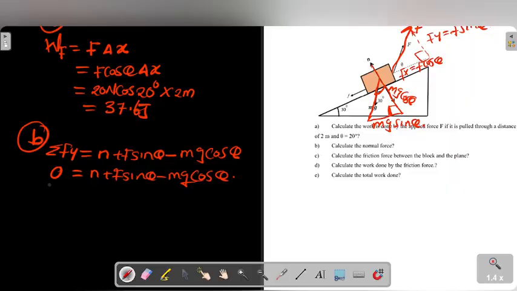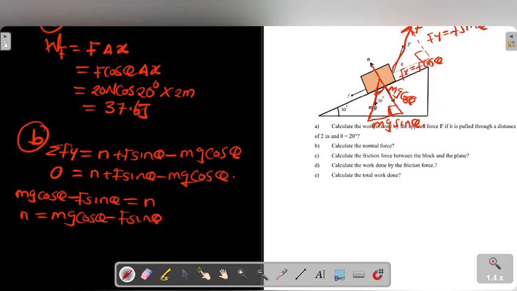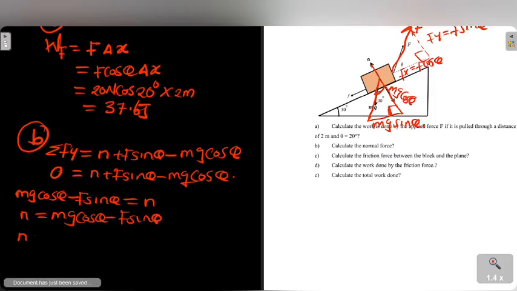Now if we are to make the normal force the subject of the formula, we'll move mg cos theta across the equal sign, so it will be positive. So it's mg cos theta, and F sine theta will be negative, so it will be minus F sine theta. This will be the normal force. So the normal force will be just the mass times the gravity times cos theta, minus F times sine theta.